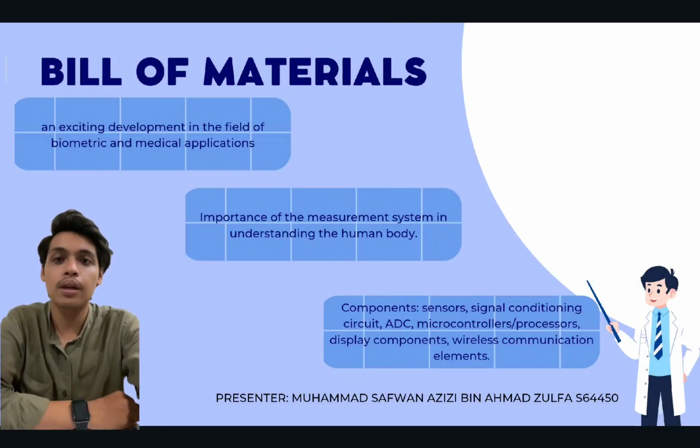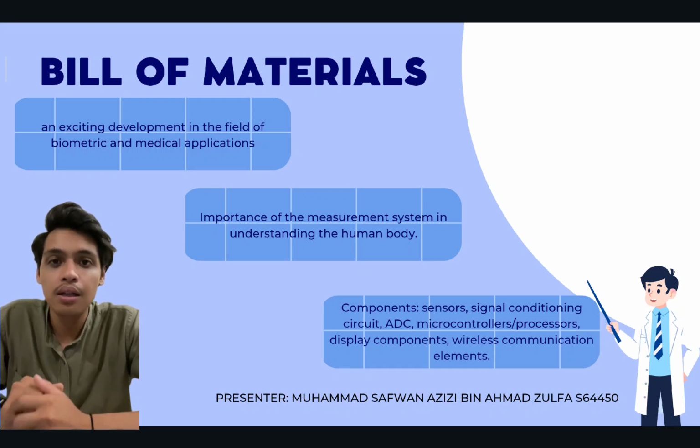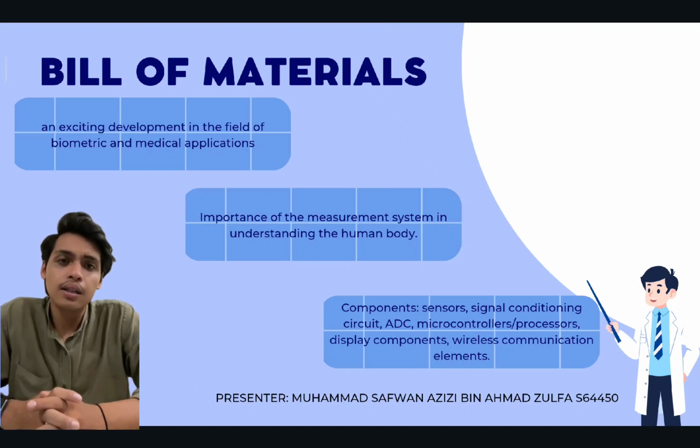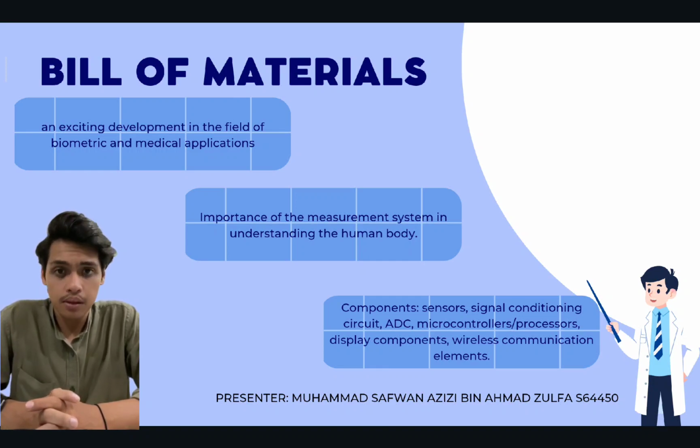The measurement system captures and interprets physiological signals for health monitoring and biomedical research. Its components include a sensor, a signal conditioning circuit, an analog to digital converter, a microcontroller, displays, and wireless communication. Sensors measure vital parameters like temperature, pressure, EMG, and ECG. The signal conditioning circuit amplifies and filters the signal. The ADC converts analog signals to digital for processing and analysis. The microcontroller processes the data, displays show results, and wireless communication enables remote monitoring.